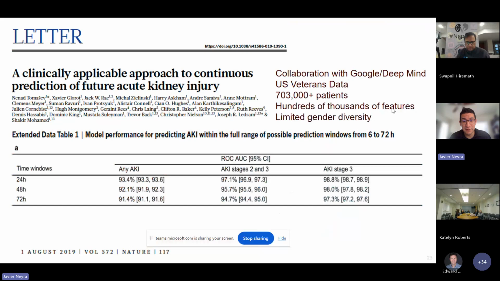Now, this is the famous study from the VA, in collaboration with Google and DeepMind, about 700,000 patients. Of course, VA data has limited gender diversity, and many features were used from the electronic health record data, with completely automated collection of these features. The idea was to have, for the first time, a dynamic model that was rolling throughout the hospitalization with more data input to predict in different windows of time, as you can see in the table, 24, 48 hours, and 72 hours, the occurrence of acute kidney injury, either any AKI or severe AKI, stage 2 or 3 or above, yes, only 3.